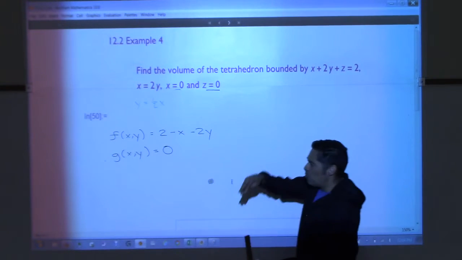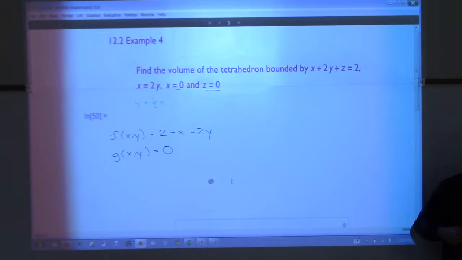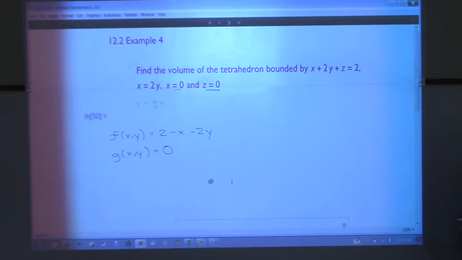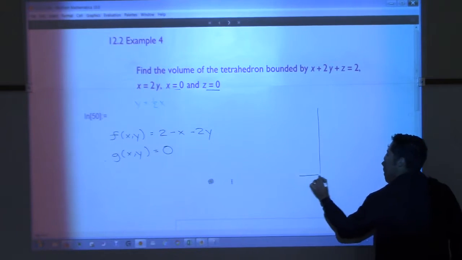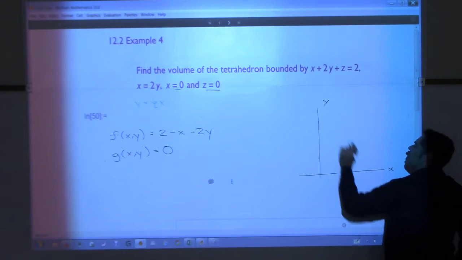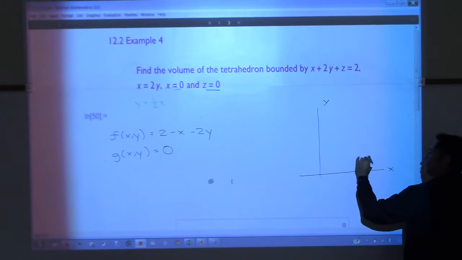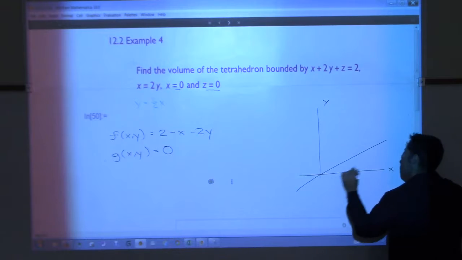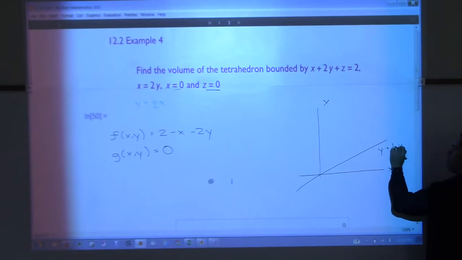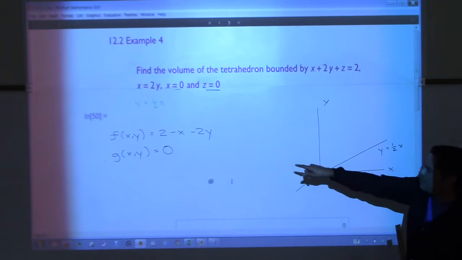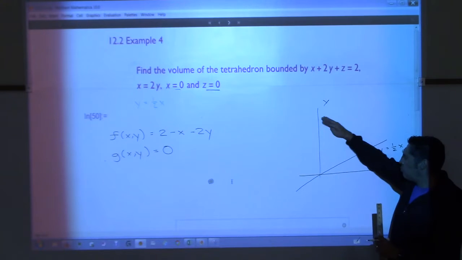And how do you find the volume between two surfaces? Subtract them. So I'm really going to be doing this minus 0, which is just this. Understand? Now, the region. Here's x, here's y. We had that one diagonal coming through here. It was y is 1/2 x. And then there was another one coming through here. Wasn't there? It's where this surface came down and hit our plane.